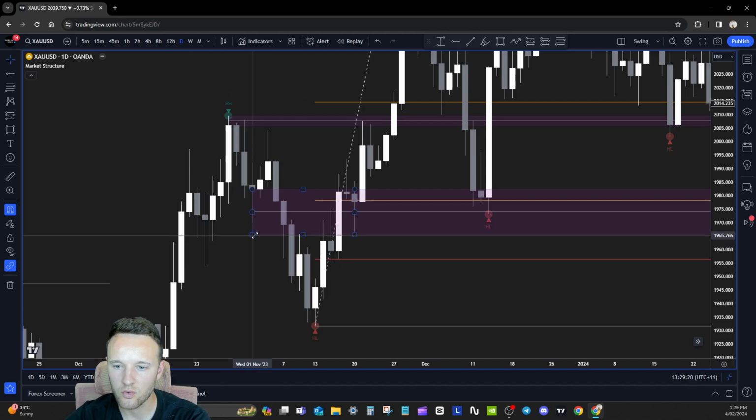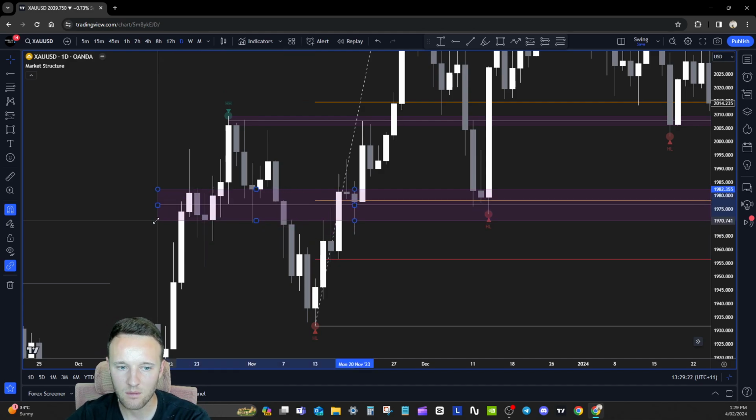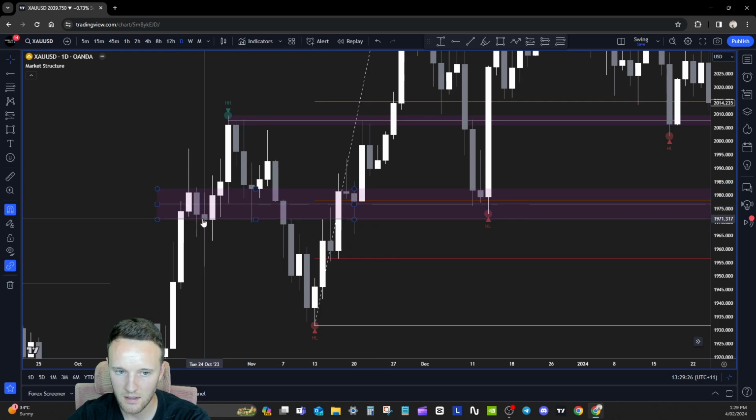So you just want to draw some kind of zone in here where it kind of makes sense, right? So you can see we have the bodies of these candles right here. Okay, so the bodies of this support. We also have the bodies of this support, and then this incorporates this.